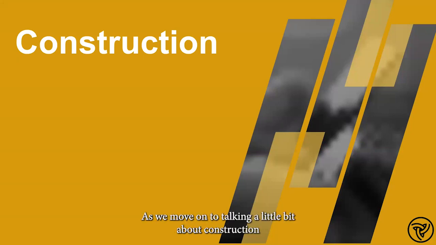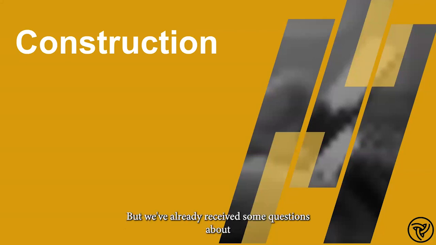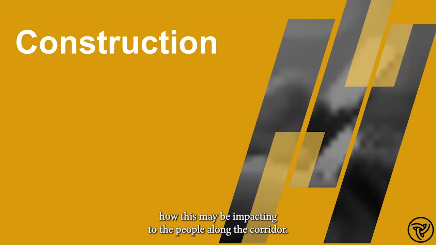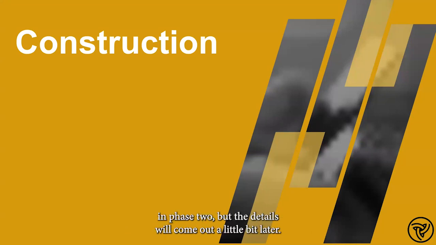As we move on to talking a little bit about construction, as I mentioned before, we still have phase 1 and phase 2 to complete before we even start thinking about construction, but we've already received some questions about how this may be impacting the people along the corridor. Since this mostly gets designed in phase 2, the details will come out a little bit later. However, we have started to investigate what may be feasible options for the construction.